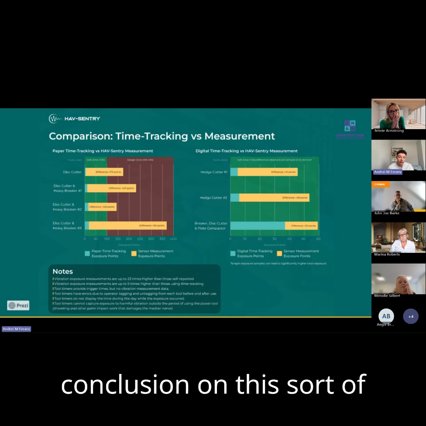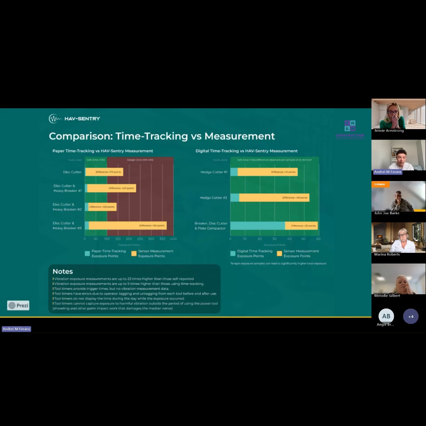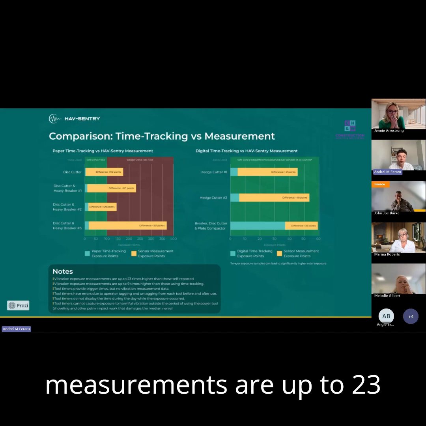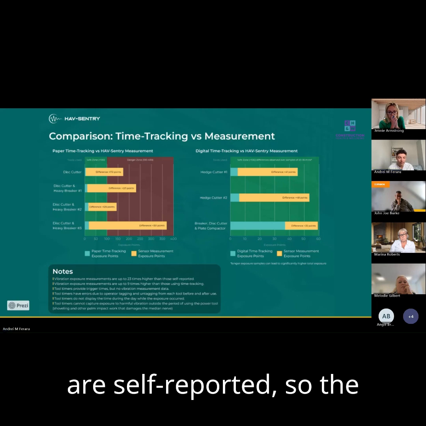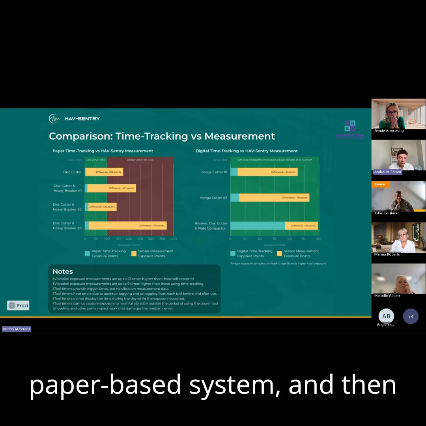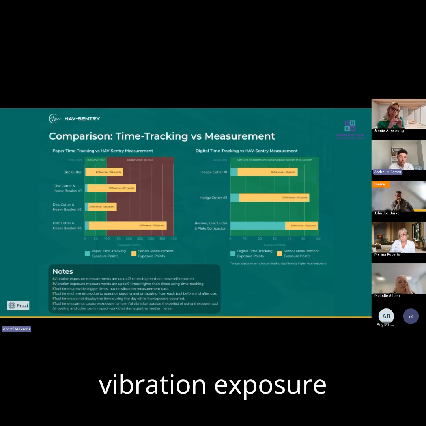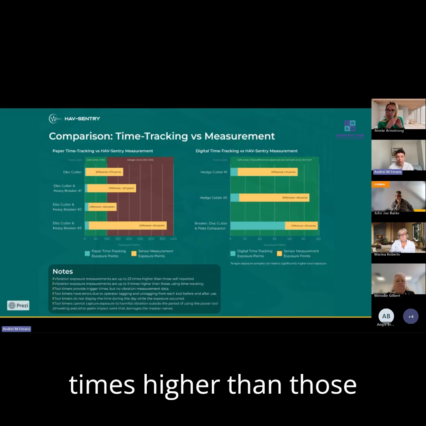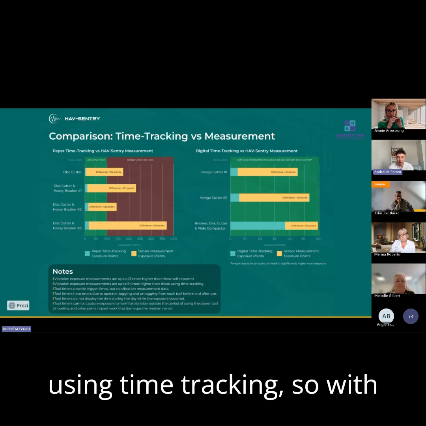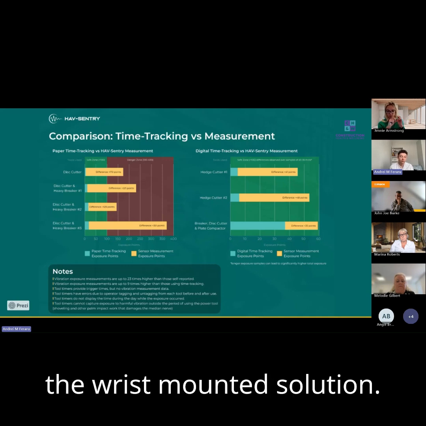So the conclusion of this investigation was that vibration exposure measurements are up to 23 times higher than those that are self-reported, so the paper-based system. And vibration exposure measurements are up to 9 times higher than those using time tracking, so with the wrist-mounted solution.